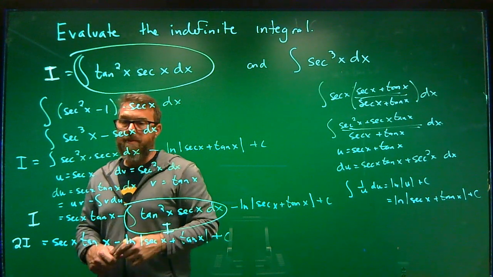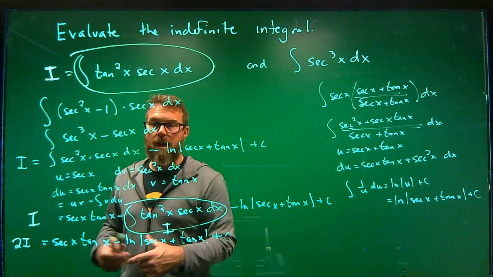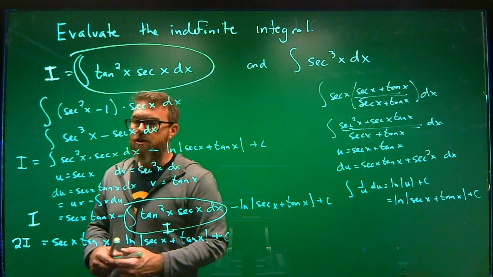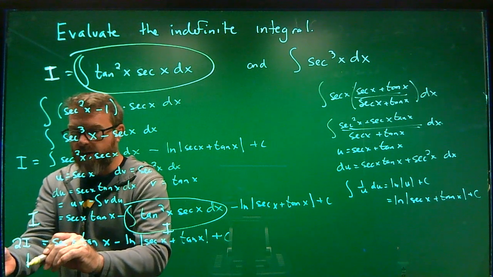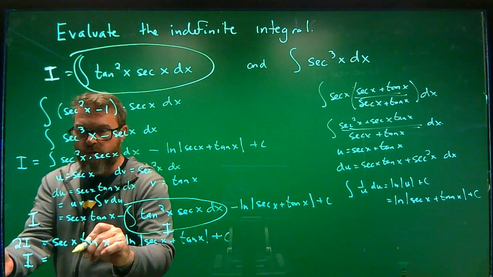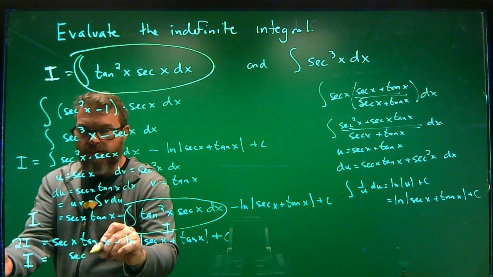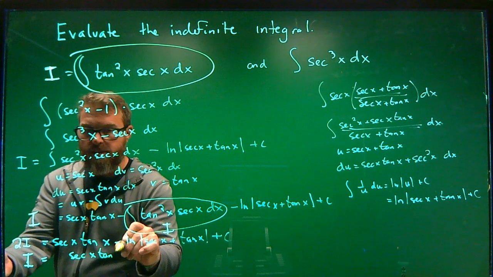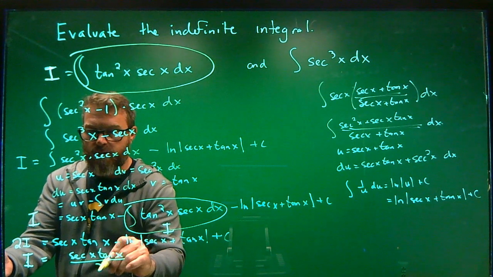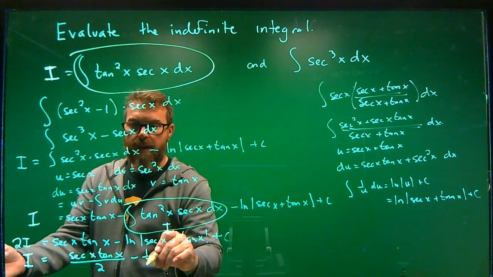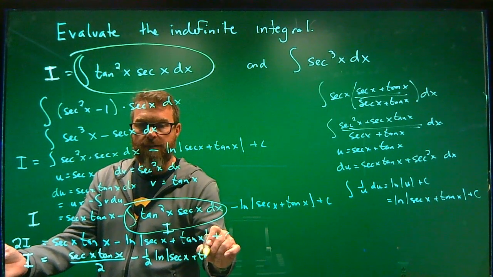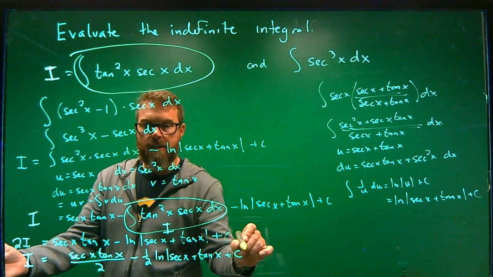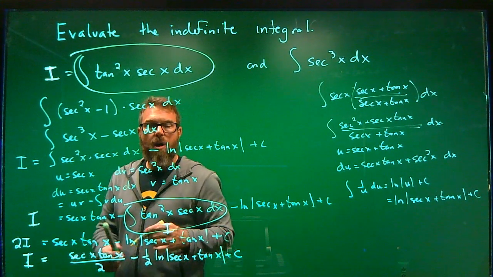Okay, so remember, I don't want two of those target integrals. I want one of those target integrals. So dividing everything by 2, I have my target integral I is going to be equal to the secant of x tangent of x divided by 2 minus 1/2 the natural log of the secant of x plus tangent of x plus c. Okay.